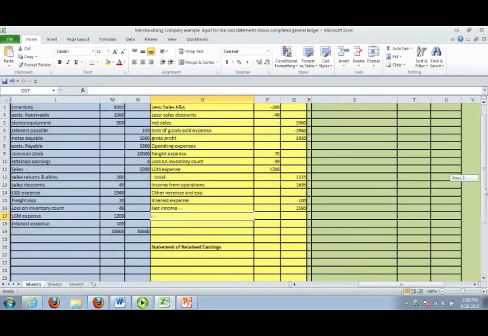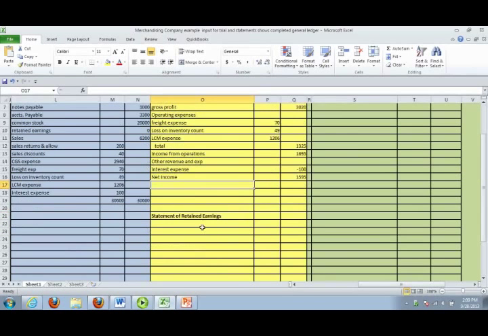Hopefully it's right. And now we're down to retained earnings. Because we haven't closed the books, we don't really have an ending retained earnings balance, and we need retained earnings for the balance sheet.